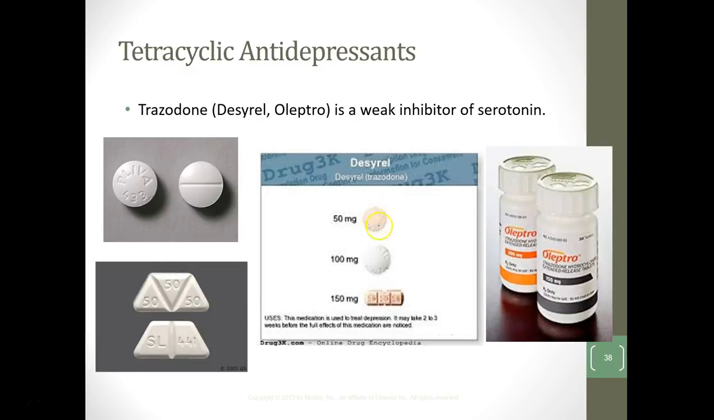Deseril, this is the brand name product, so it comes in 3 different strengths. And again, that 150 can be split into 3 50 milligram doses, or you might be able to see here slightly at the top and bottom that there's actually a score on the other side. So it could be broken into 75 milligram doses. And then Oleptro, it's actually an extended release formulation.